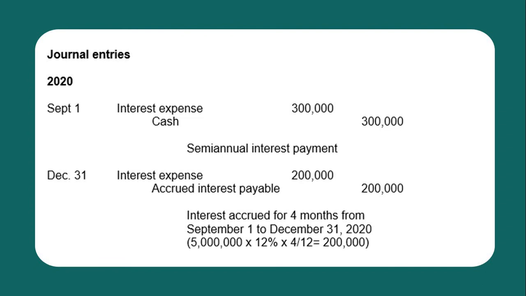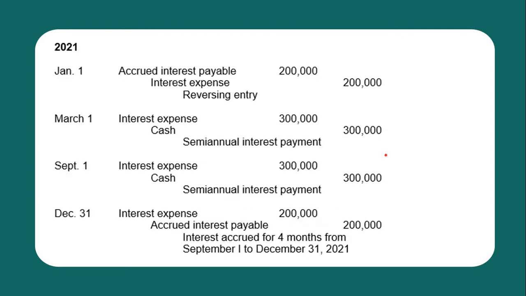So, what will happen the following year? Pag March 1. Okay? Before March 1, January 1 pa lang, there will be a reversing entry that will happen.